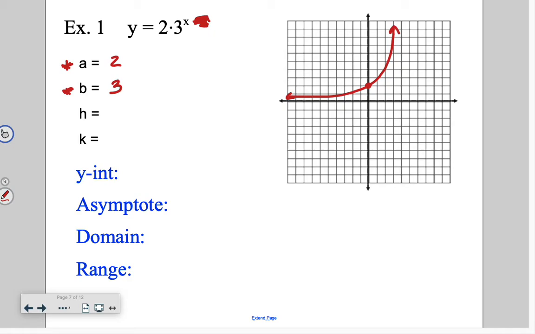Now we'll add in the shifts and stuff from there. Okay, now we'll move things around. What is the horizontal shift? 2 to the left, therefore I'm going to put negative 2. What's the k value? What's the vertical shift? Nothing. Which, right away, if I'm not shifting this up or down at all, where's my asymptote located? It's still at 0. Y equals 0. That didn't move.